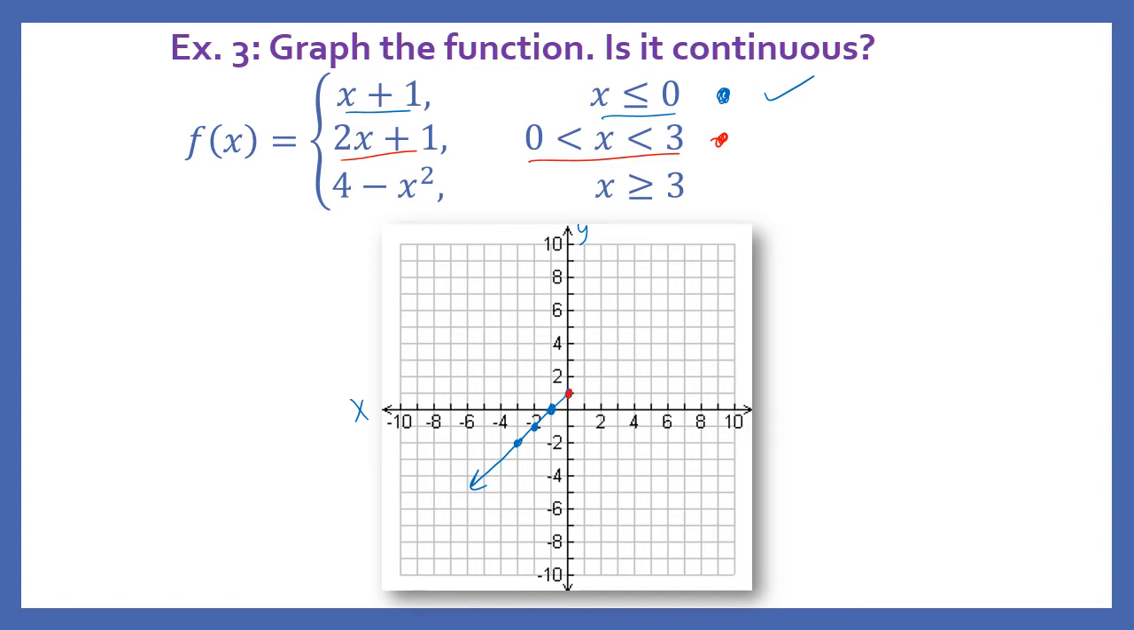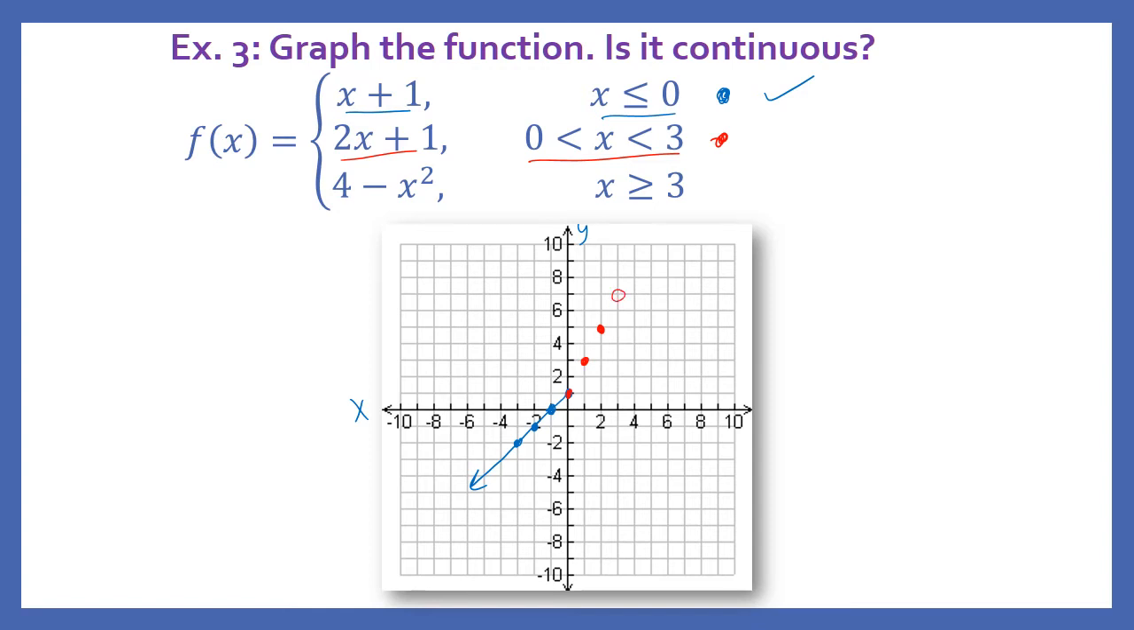Now you can pick any number between 0 and 3, but let's stick to whole numbers to make life simple. And again, looking at the function, we know it's linear, so it's not going to do anything crazy in between. Put in a 1. 2 times 1 is 2, plus 1 is 3. So 1, 3. 2. 2 times 2 is 4, plus 1 is 5. 2, 5. And then 3. 2 times 3, 6, plus 1, 7. And again, it's going to have an open dot.